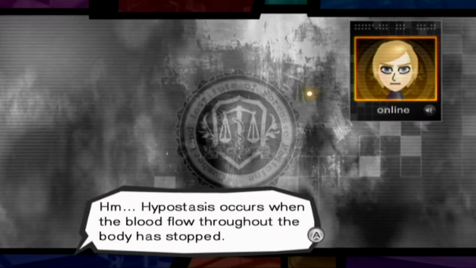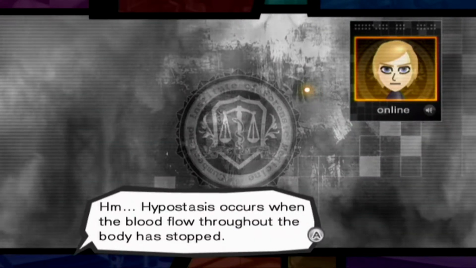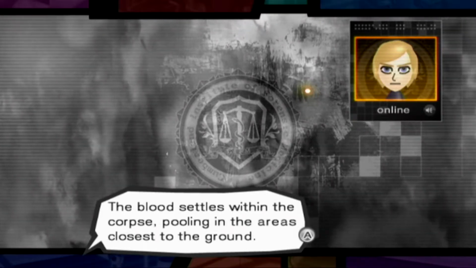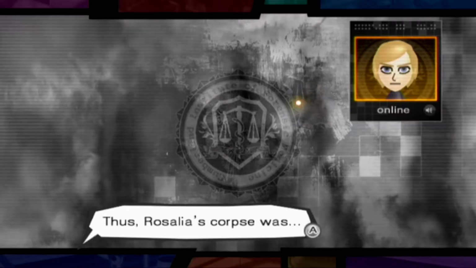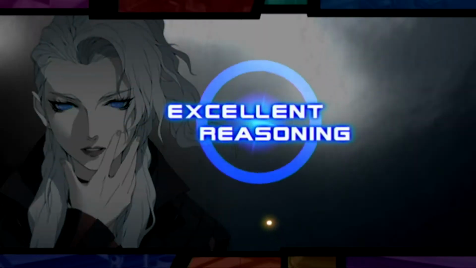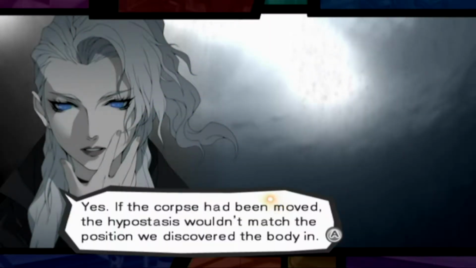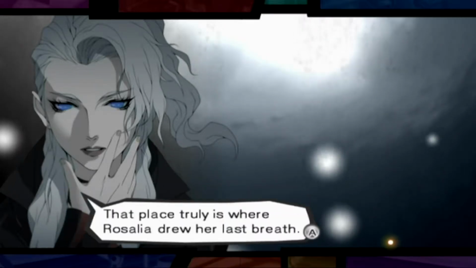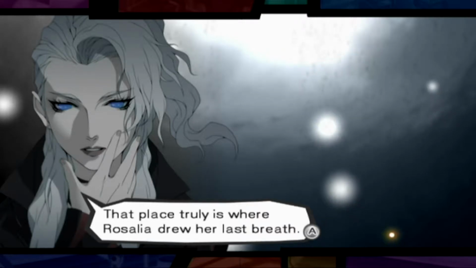Hypostasis occurs when the blood flow throughout the body has stopped. The blood settles within the corpse, pooling in the areas closest to the ground. Thus, Rosalia's corpse was... Yes, if the corpse had been moved, the hypostasis wouldn't match the position we discovered the body in. That place truly is where Rosalia drew her last breath.